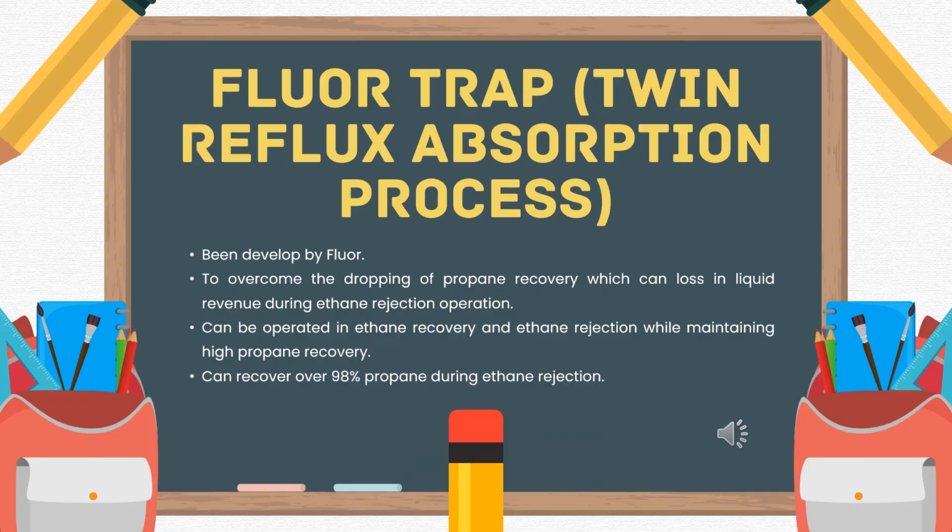Next, the modern technology is Flow Trap, which is the twin reflux absorption process. This has been developed by Fluor, which is an engineering company. It is meant to overcome the drop in propane recovery, which can lose liquid revenue during ethane rejection operation. It can be operated in ethane recovery and ethane rejection while maintaining high propane recovery. It can recover over 98% propane during ethane rejection.